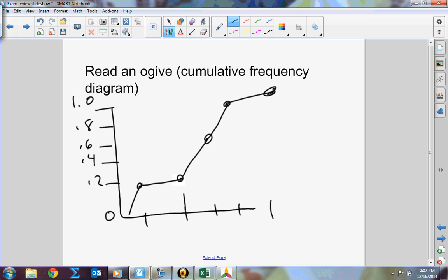But remember, we went up and over. And for some of these, I don't think you get to do it tomorrow, but for some of these, you could tell what percentiles were. You could go to here and read over at 75 and down and get a value. We did those with ogives or cumulative frequency diagrams. You'll do something like that tomorrow.